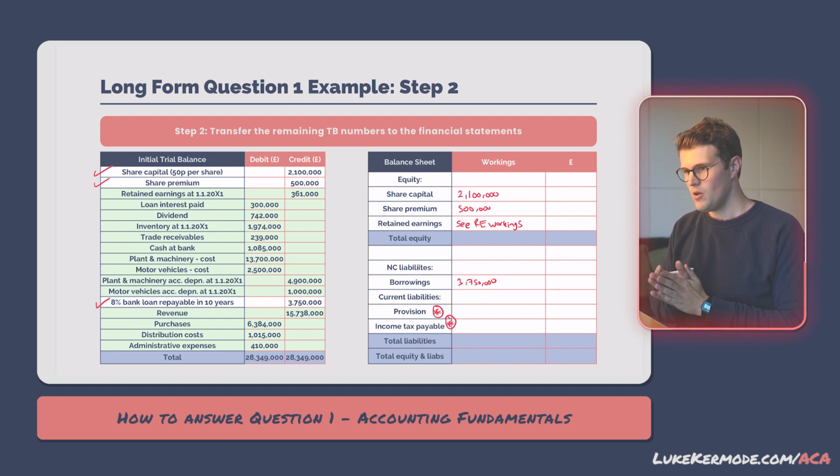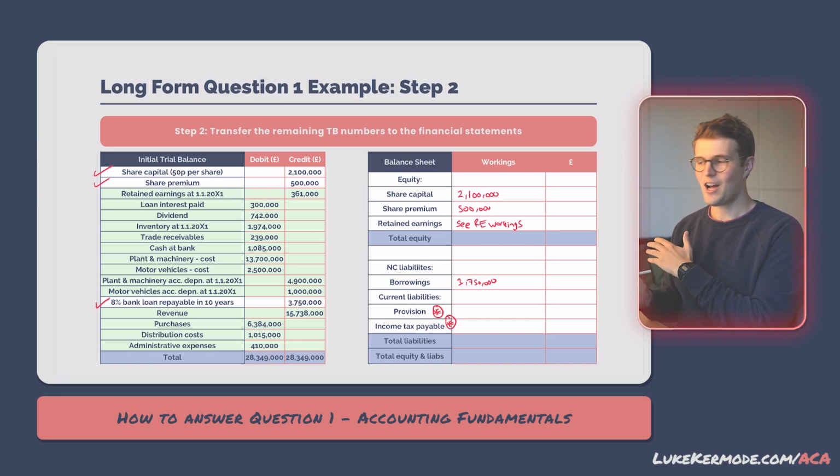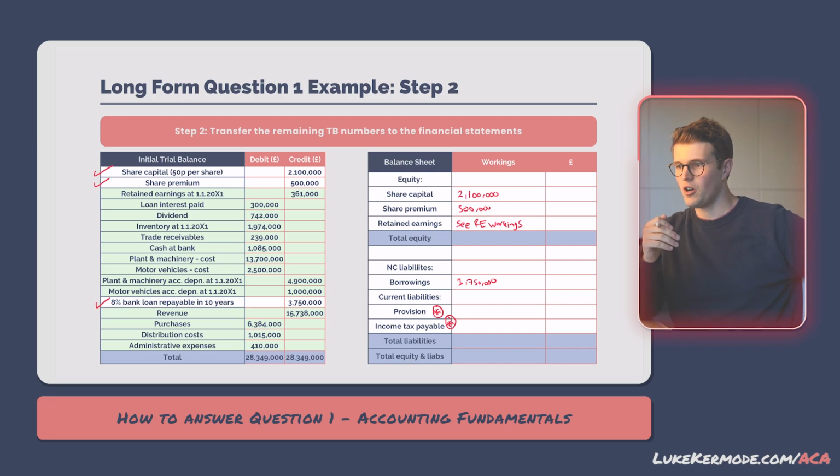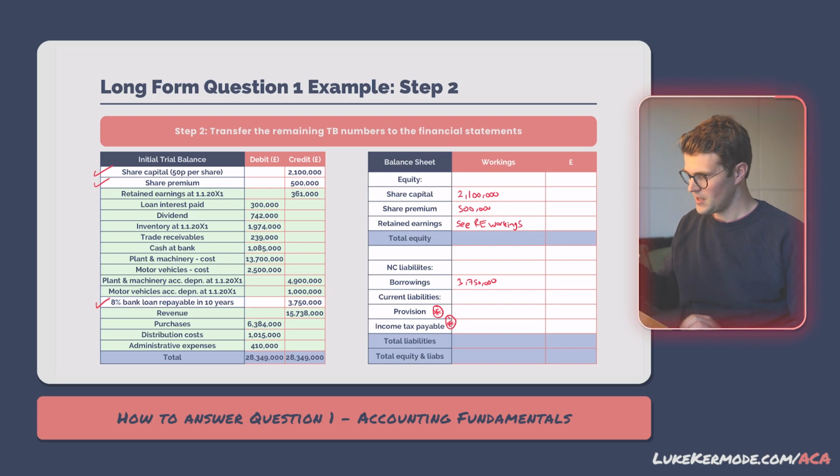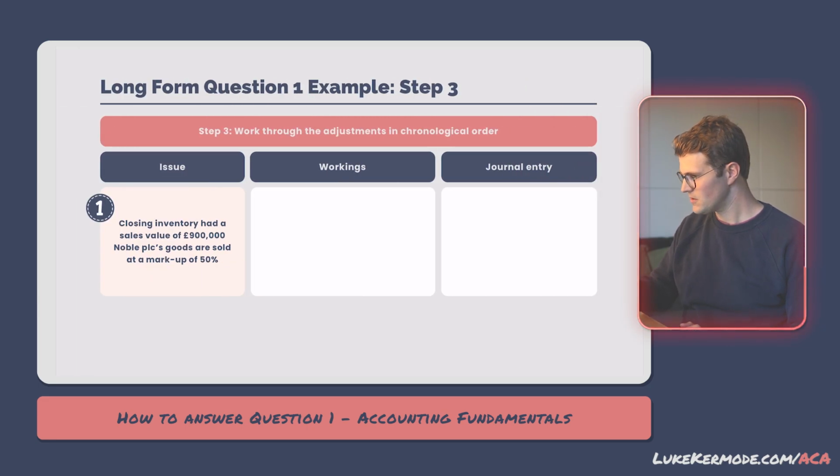By the end of step 2, you've moved every item off the trial balance, so everything should be fully cleared out, and both your draft financial statements are ready for the adjustments. So with that in mind, let's dive into the adjustments and the associated journal entries.